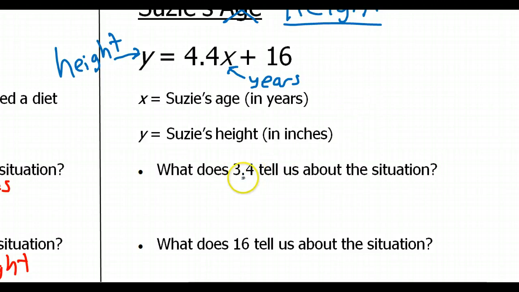This is a typo. This is an error. The question says, what does 3.4 tell us about the situation? There is no 3.4 in it. So that's wrong. This should say 4.4. So the question is, what does the 4.4 tell us about the situation? What did you guys put for that?